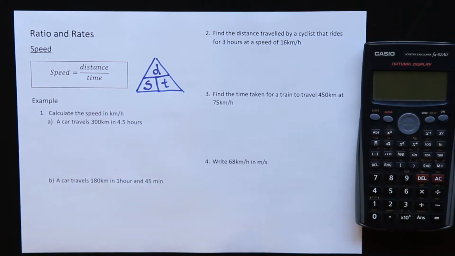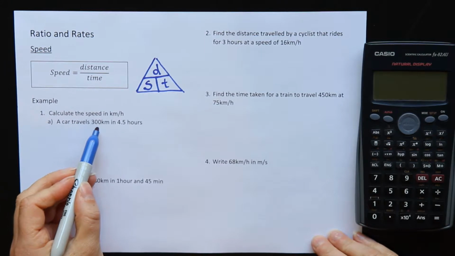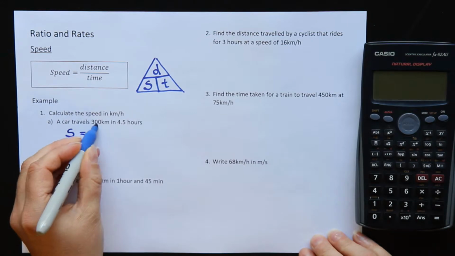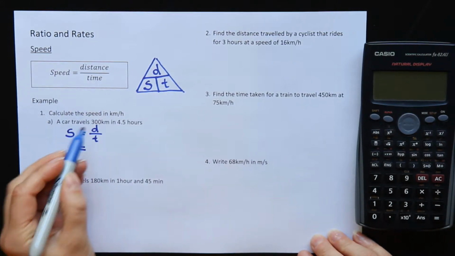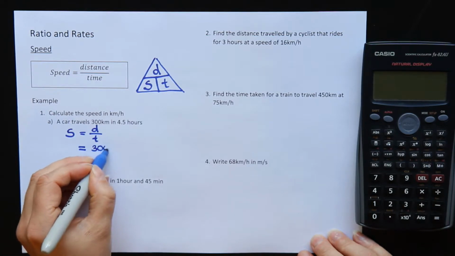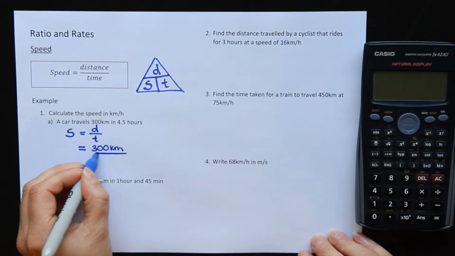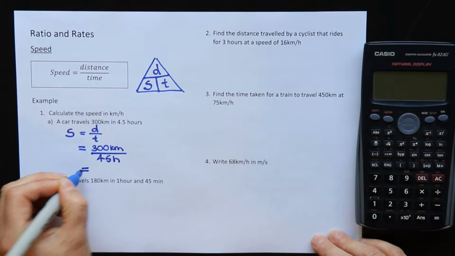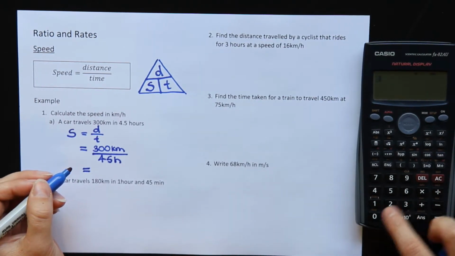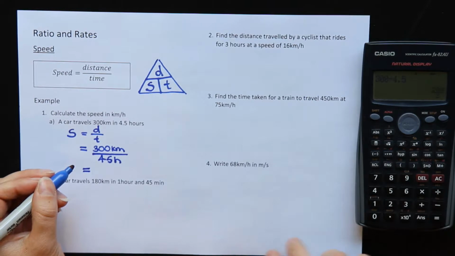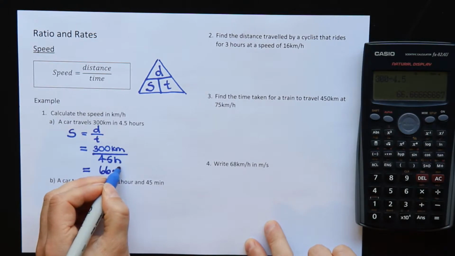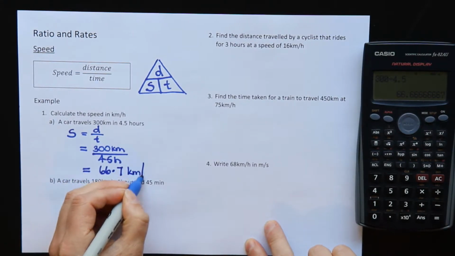Let's look at the examples. Number 1, calculate the speed in kilometers per hour. A car travels 300 kilometers in 4.5 hours. Well, we know that speed is equal to distance over time. So the distance that the car has traveled is 300 kilometers, and the time that it has taken was 4.5 hours. So all I have to do is divide 300 divided by 4.5, and I get 66.7 to one decimal place. That will be 66.7 kilometers per hour.